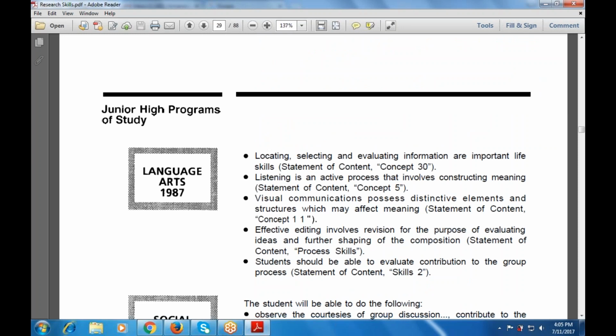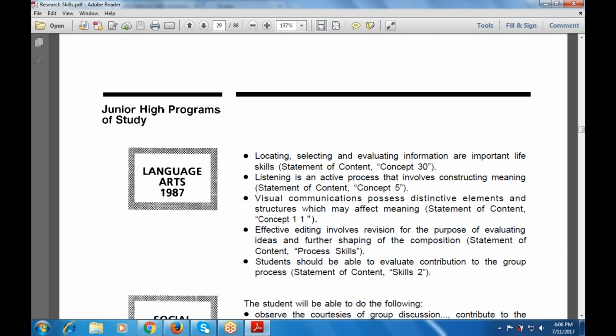Then locating. This is the junior high program of study. Locating, selecting, and evaluating information are important life skills. How can we locate, how can we select, and how can we evaluate the information? Then next, listening is also an active process that involves constructing meaning. Whatever meaning, whatever constructive data is acquired will be used for involvement, as an active process.